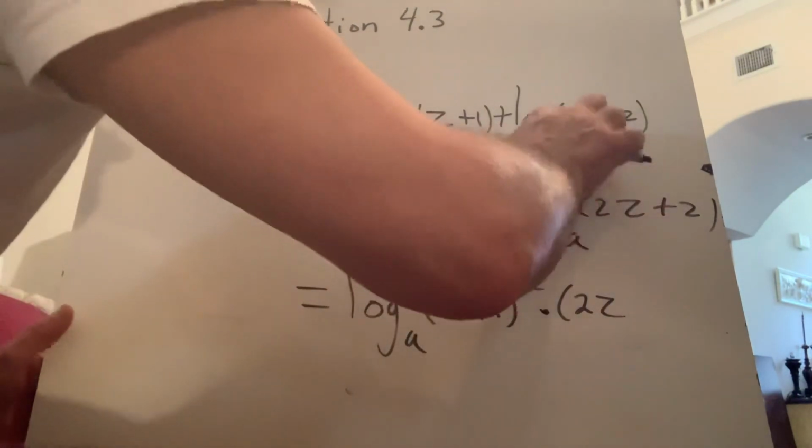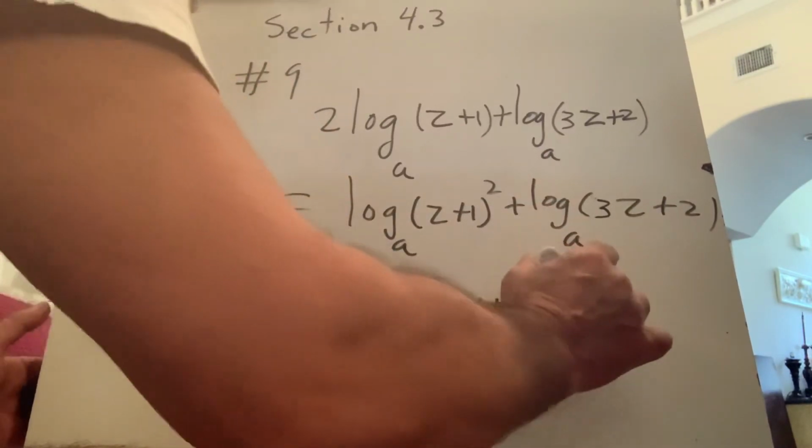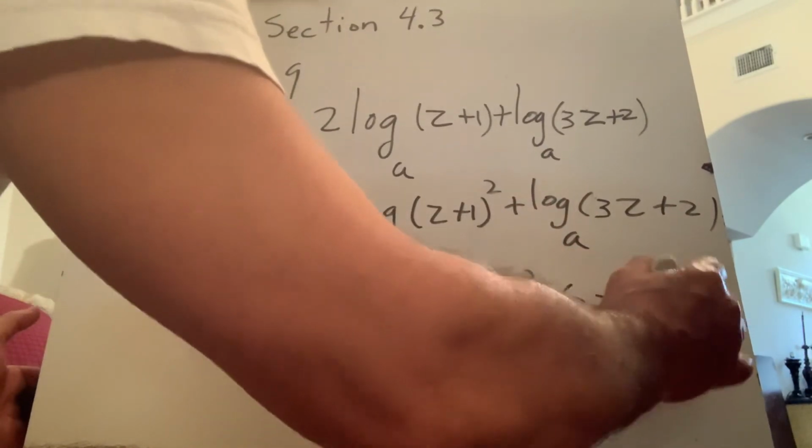Sorry, this is supposed to be 3z. Sorry about that. 3z plus 2. And actually, that's it.